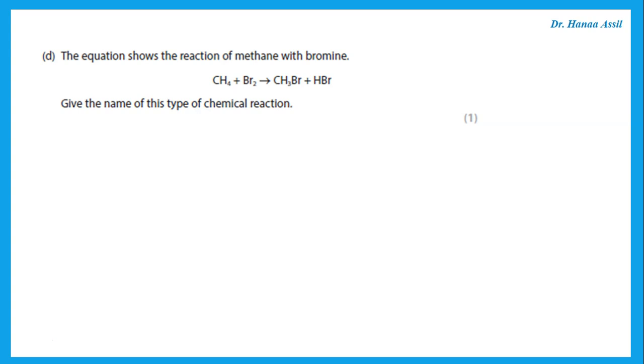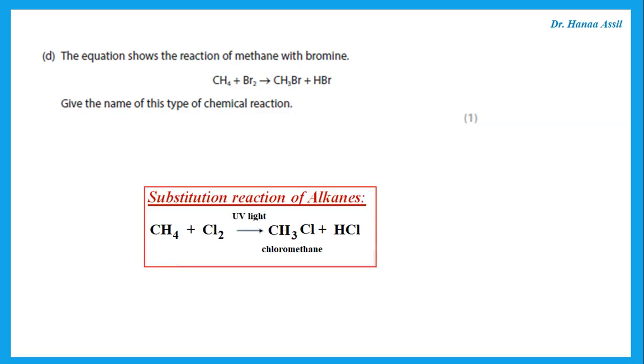The equation shows the reaction between methane and bromine. Give the name of this type of reaction. Again, we said when an alkane reacts with a halogen, this is called a substitution reaction. Please, if he asks what's the name of the reaction, it's substitution. Sometimes we're asked, what other type of reaction is this? Basically it's substitution, but this is a reaction that requires light, and we said reactions that require light are photochemical. But originally, the name is substitution reaction.